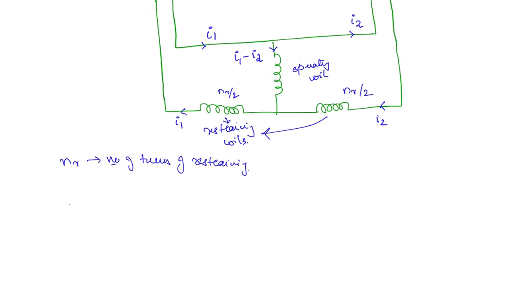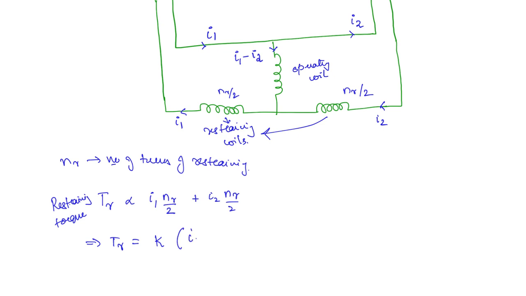Now the restraining torque is usually proportional to the ampere turns. So I1 into NR by 2 plus I2 into NR by 2. This is the restraining torque. You can write this as TR equal to some constant K into (I1 plus I2) by 2 into NR.